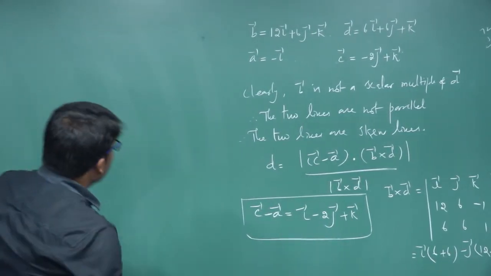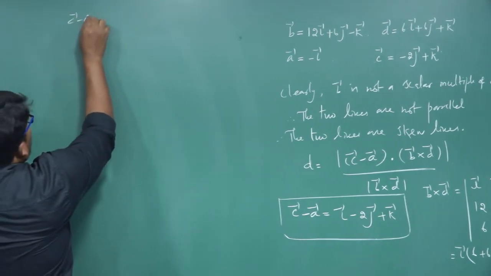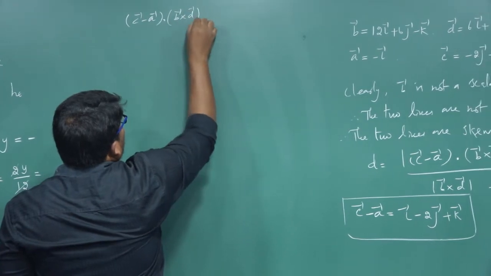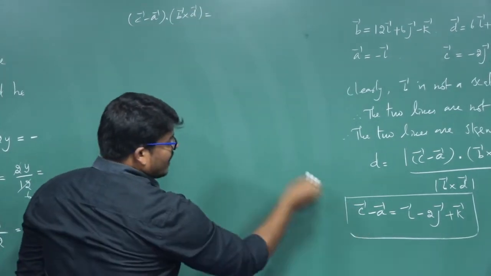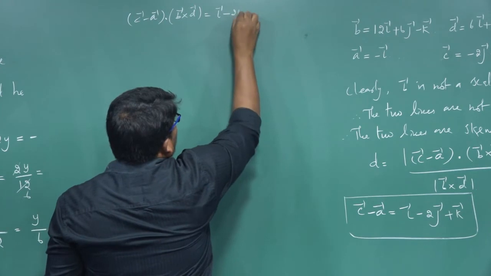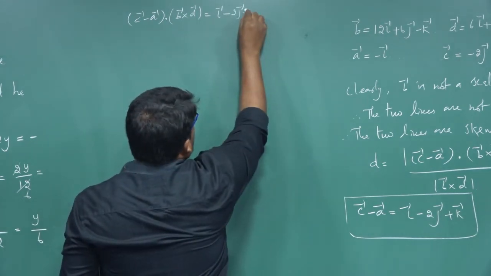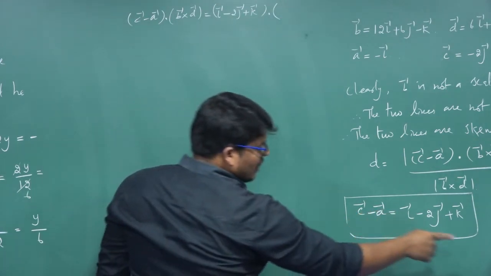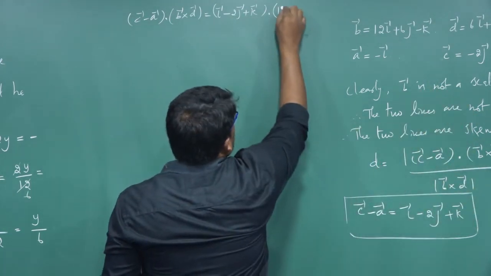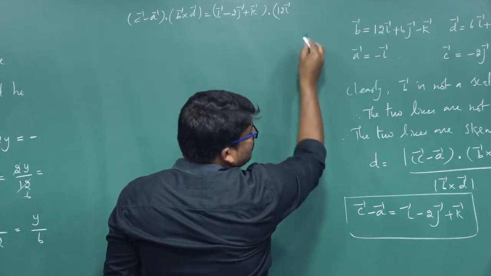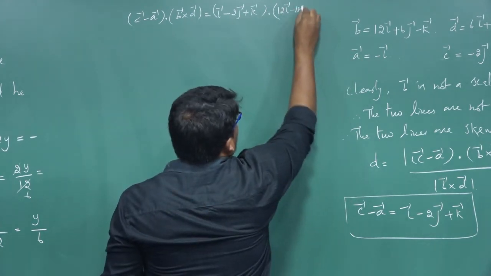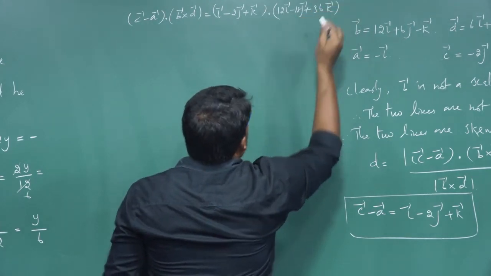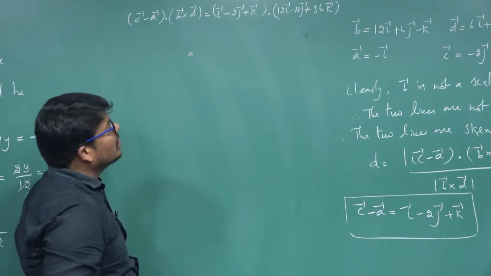First one, find C vector minus A vector. C vector minus A vector dot B vector cross D vector: C minus A is i vector minus 2j vector plus k vector, dot B vector cross D vector, which is 12i vector minus 18j vector plus 36k vector. Now the dot product of two vectors.